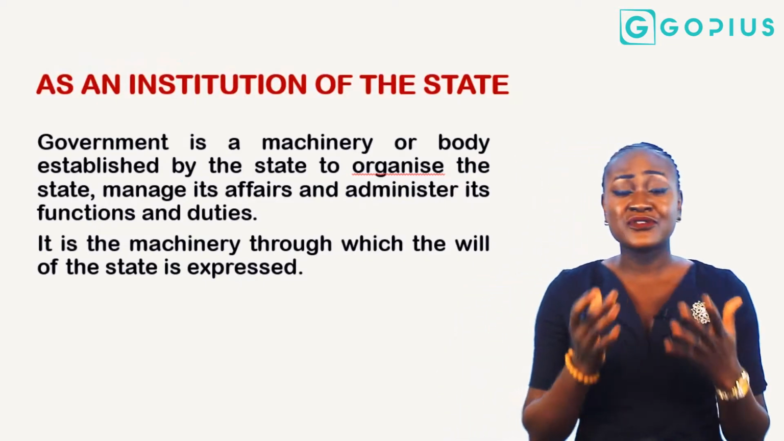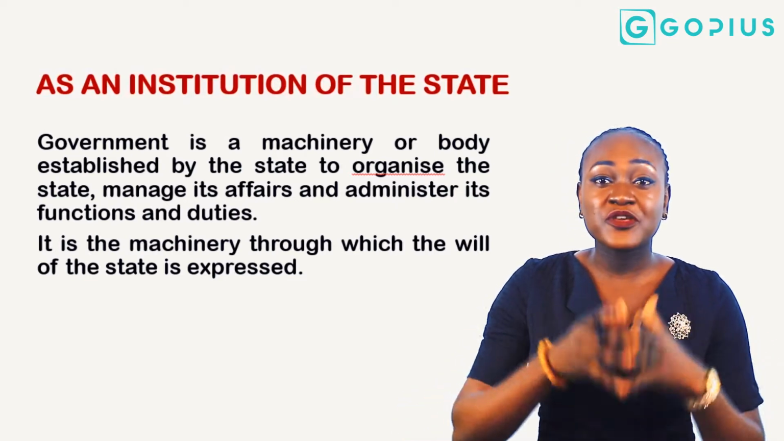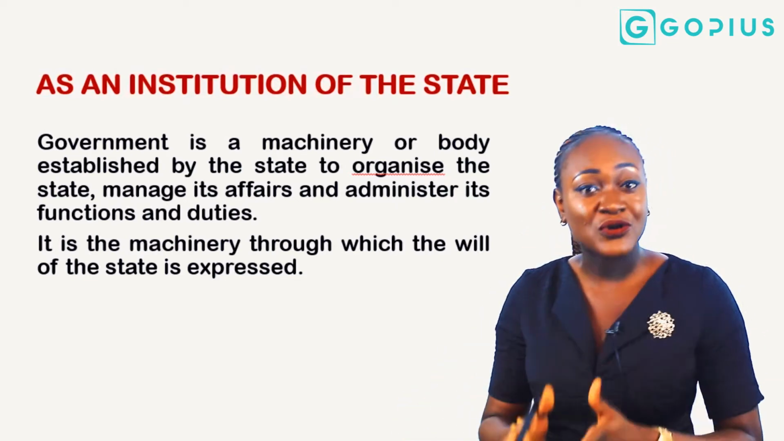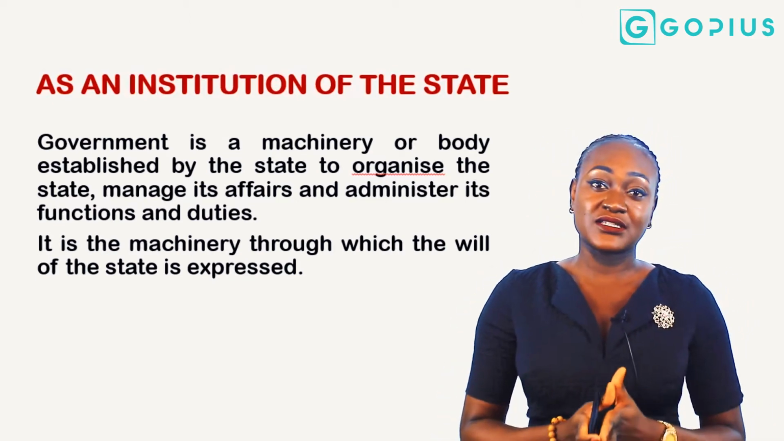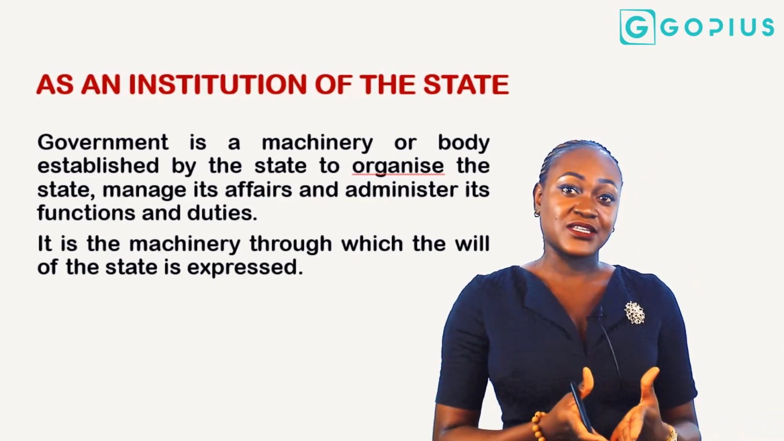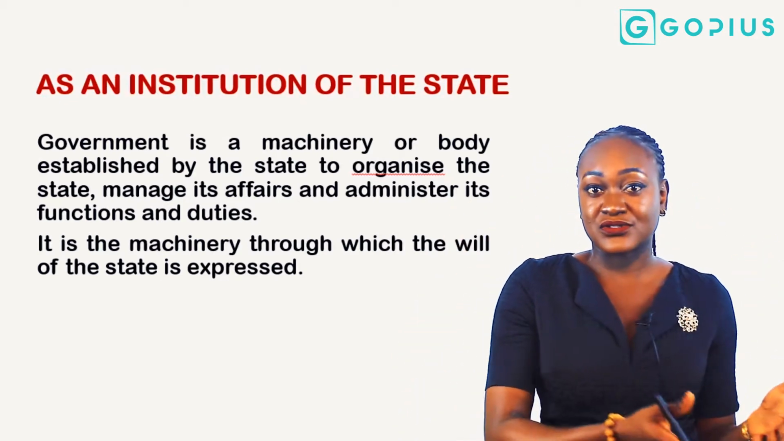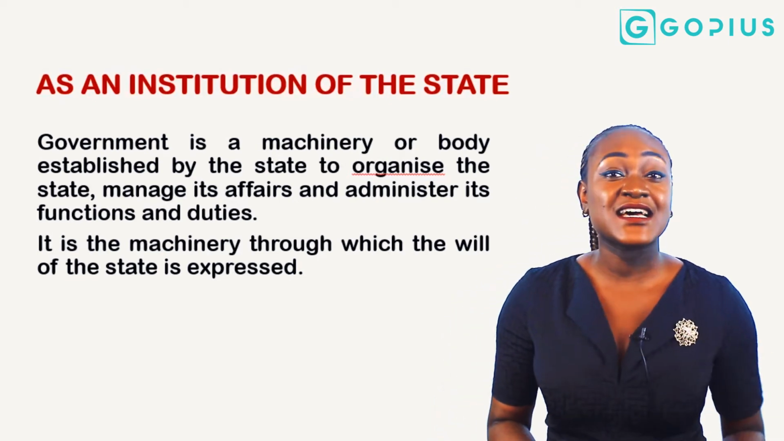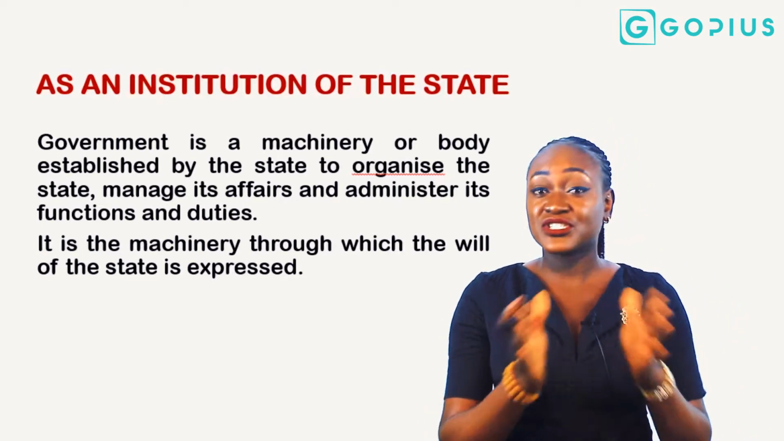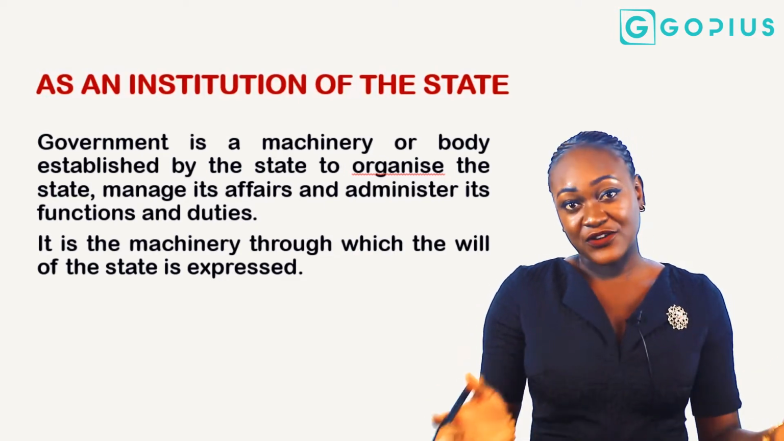Now, as an institution of the state, a government can be seen to be the body, the agency, whatever group of people who have come together to make laws, to administer them for the functioning of a society. That is government. Now, the persons are government. The institution in itself will be the agency that makes these laws that govern the society. That's an institution. So government can be seen as an institution or a body, a machinery by which the state, the society, your community is governed.